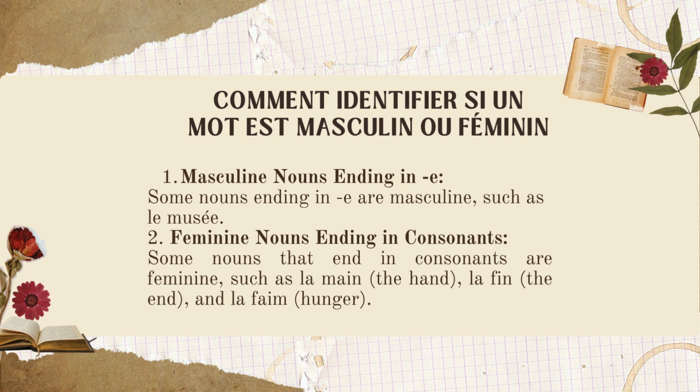Some nouns ending in E are masculine, such as le musée. It's the museum, and it is ending with E. And the second exception, feminine nouns ending in consonants. Some nouns that end in consonants are feminine, such as la main, the hand, la fin, the end, and la faim, the hunger. So these are nouns which end with consonants but not with E. So you also have to memorize this.